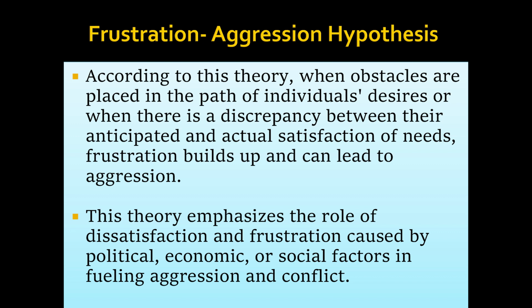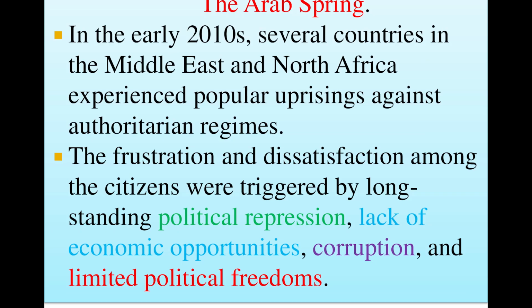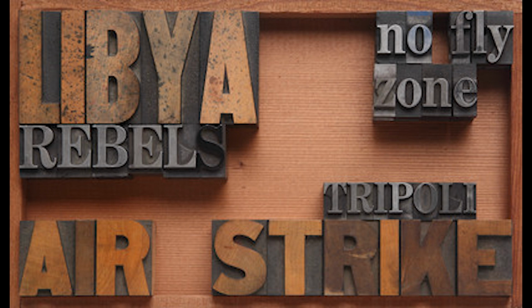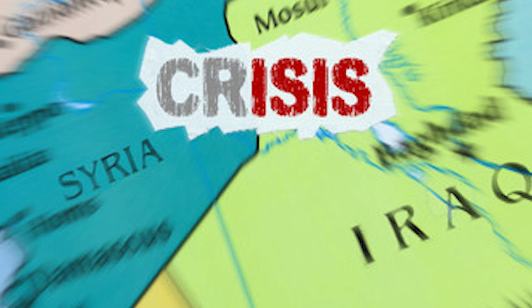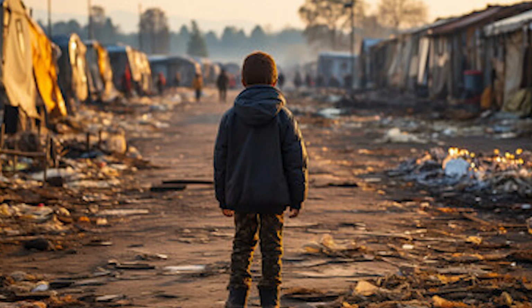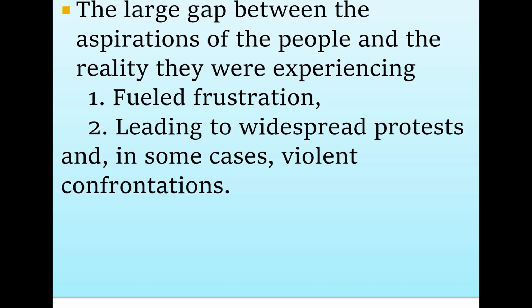conflict. One example illustrating the frustration-aggression hypothesis is the Arab Spring. In the early 2010s, several countries in the Middle East and North Africa, the region which is identified as MENA, experienced popular uprisings against authoritarian regimes. The frustration and dissatisfaction among the citizens were triggered by long-standing political repression, lack of economic opportunities, corruption, and limited political freedoms. The large gap between the aspiration of the people and the reality they were experiencing fueled frustration, leading to widespread protests and, in some cases, violent confrontations.